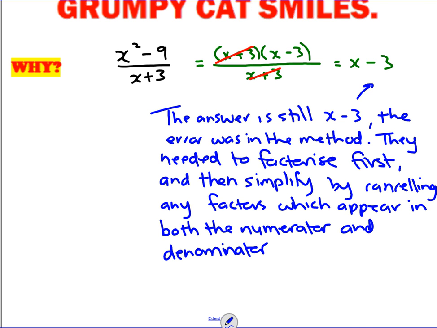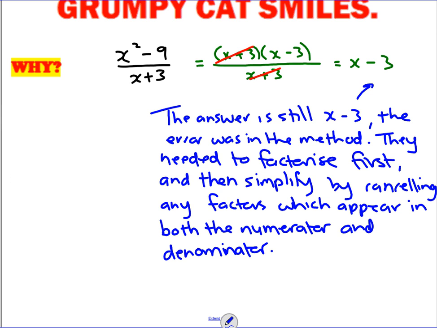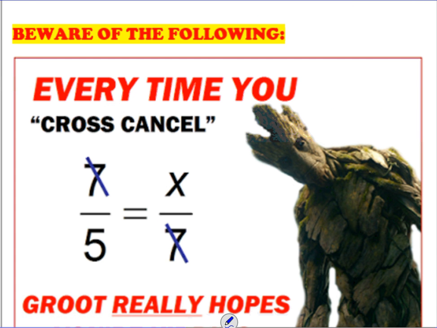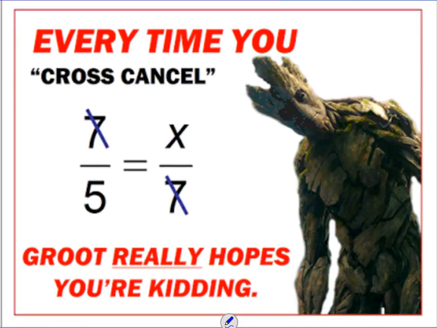I actually do have one on the next page before we go into the examples. That's right, every time you cross cancel, this is more related to a later topic, but I thought I'd pop it in here while I'm on the topic. Every time you cross cancel, group really hopes you're kidding.